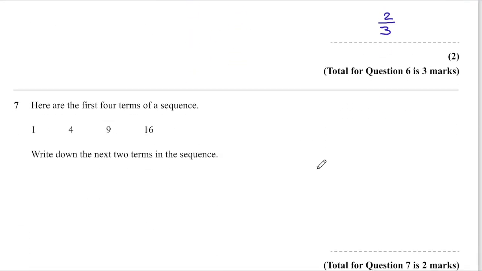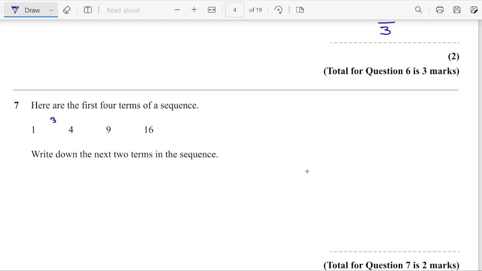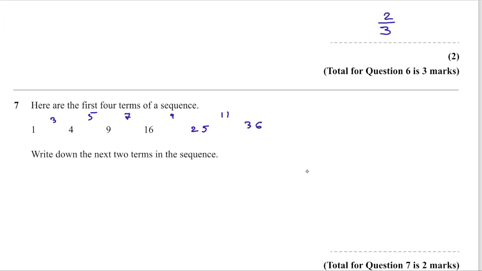Right, question 7. Here are the first 4 terms of a sequence. Write down the next 2 terms in this sequence. So these numbers are going up by... Oh, no, they're not. This one jumps by 3. This one jumps by 5. This one jumps by 7. So we're going up in odd numbers at the moment. So the next one we would expect to have a jump of 9. So we're looking at 25. And the next one we would expect to have a jump of 11. So we're going to 36. So I'm going for 25 and 36.